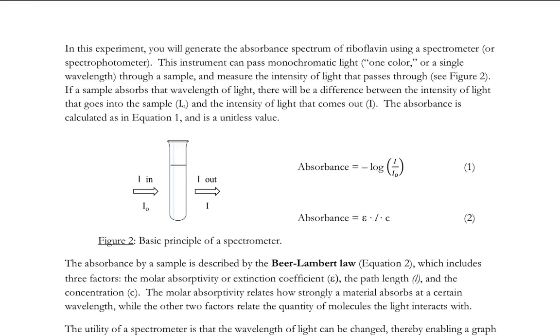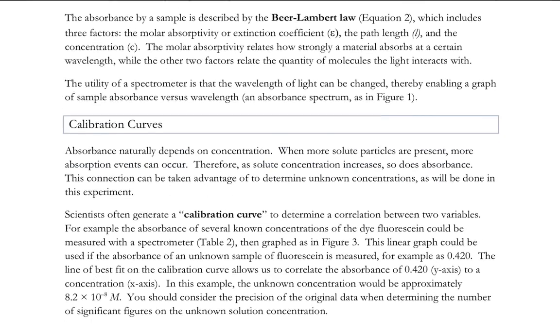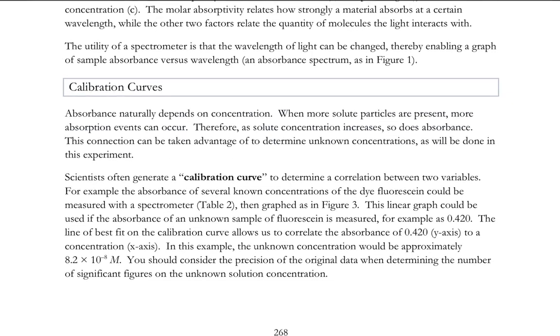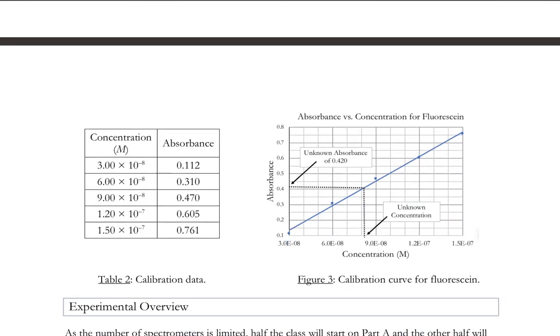Now, how we're going to go from absorbance to concentration. We're going to do that by generating a calibration curve, which is a graph of absorbance on the y-axis versus concentration on the x-axis. We see here in figure 3 the calibration graph for a material called fluorescein, and we're going to generate a rather similar one for riboflavin.